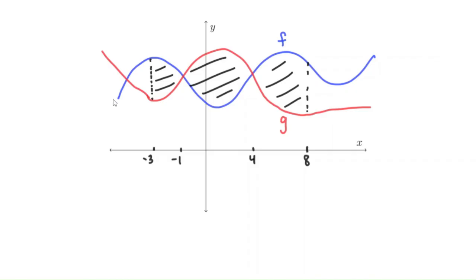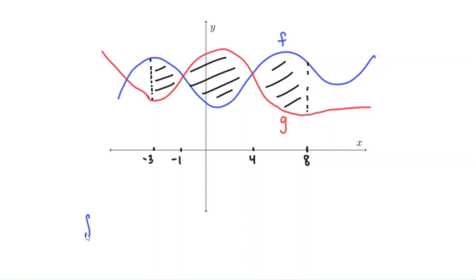Okay, what about a situation like this where we have curves that intersect in multiple places and we don't always have a consistent top function, right? Notice on this interval from minus 3 to 8, we don't have one function that's always above the other function. Is there still a way to find the total area of this black shaded region? And there is, and what we need to do is to separate this out into three separate integrals.